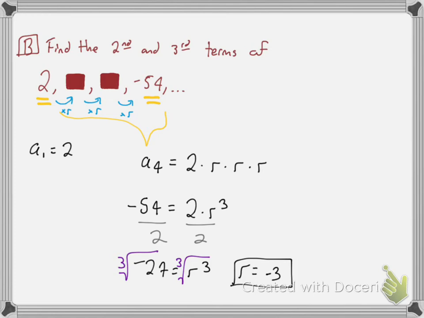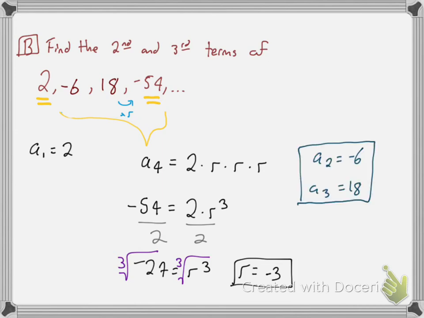2 times negative 3 will give me my second term. That's negative 6. Negative 6 times negative 3 gives me my third term, which is 18. And then just to double check, 18 times negative 3 would in fact give me negative 54. So I know that this all checks out. And these are my final answers for my second and third term.